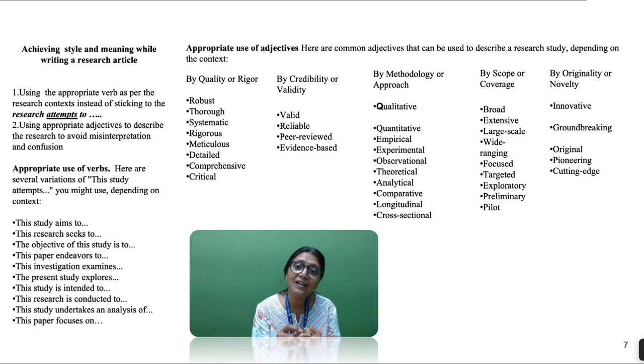So identifying an appropriate verb and an appropriate adjective as per the research you have conducted will add quality to your abstract. It helps to achieve the style that you want to achieve in writing the abstract. For example, look at the variations that are possible. Depending on the context, you can pick that verb. So: this study aims to, this research seeks to, the objective of this study is to, this paper endeavors to, this investigation examines.